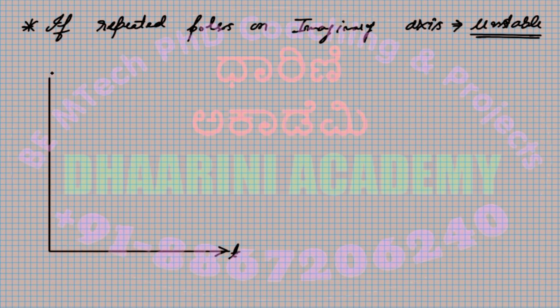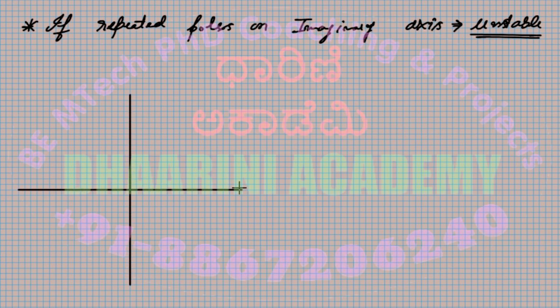Oh, okay. So first we'll draw a graph of the real and imaginary planes. This is real. This is imaginary. Now you see I have repeated poles on the y-axis.